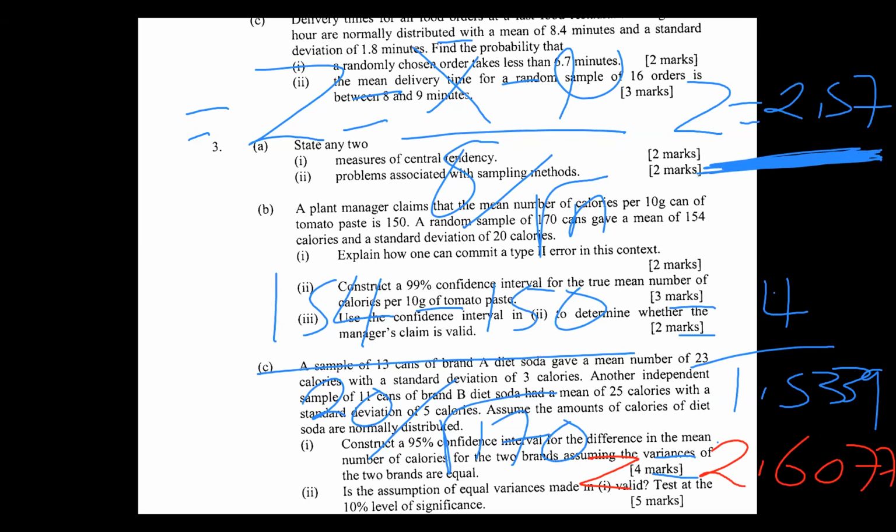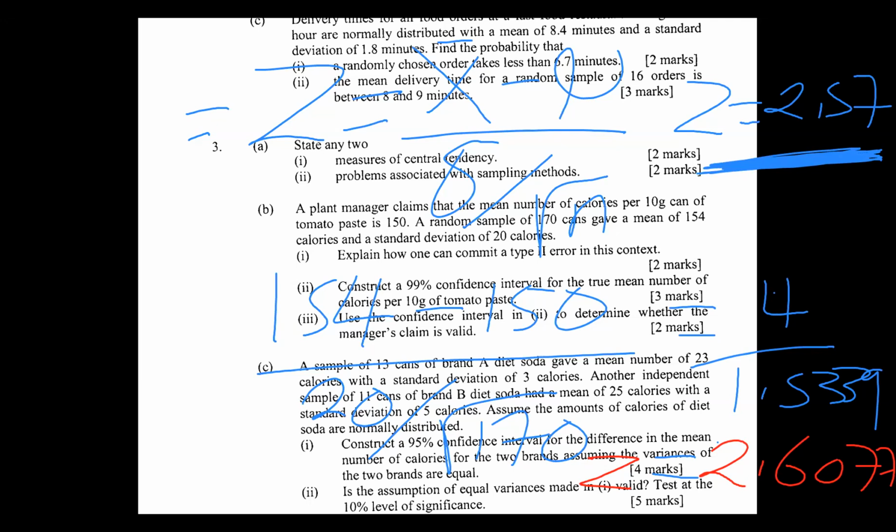2.6. Are we getting the same, all of us? Yes, it's the same. Which is the same as the one that we got from the table, because if you round off 2.57, you get 2.6.